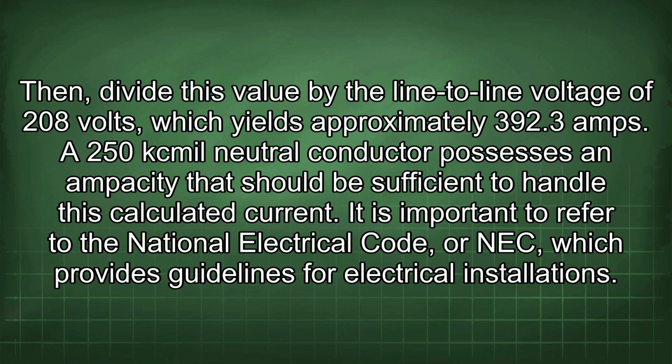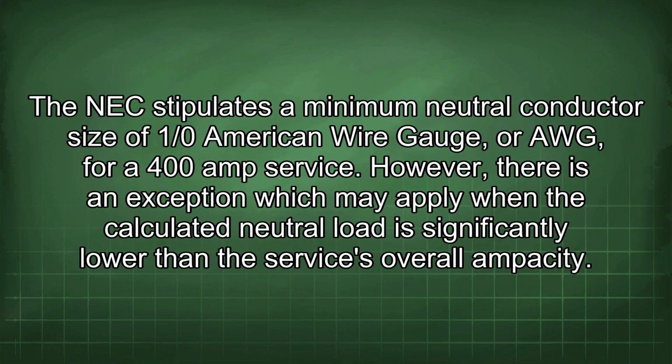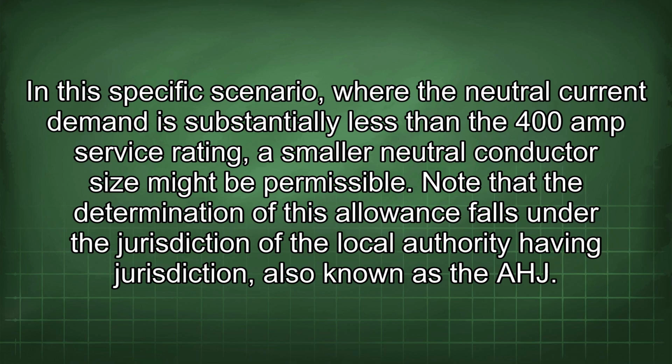It is important to refer to the National Electrical Code, or NEC, which provides guidelines for electrical installations. The NEC stipulates a minimum neutral conductor size of 1/0 American wire gauge, or AWG, for a 400 amp service. However, there is an exception which may apply when the calculated neutral load is significantly lower than the service's overall ampacity. In this specific scenario, where the neutral current demand is substantially less than the 400 amp service rating, a smaller neutral conductor size might be permissible.